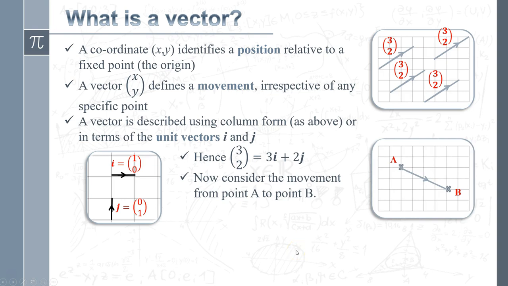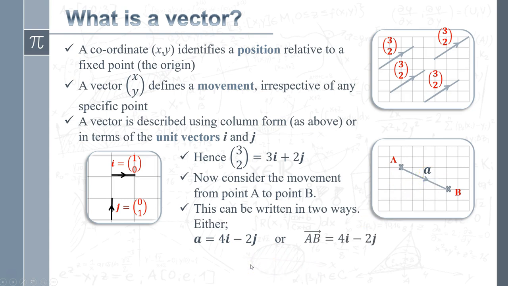In addition to that, if we've got a vector that's moving from one point, from A to B, we can describe that as either just the vector, in this case 4i minus 2j, which we're going to call the letter a. Alternatively, we can describe that as being the vector AB, with the arrow on the top saying it's going from A to B. And again, that's 4i minus 2j. So all of these are just different notations, different ways of describing a vector.